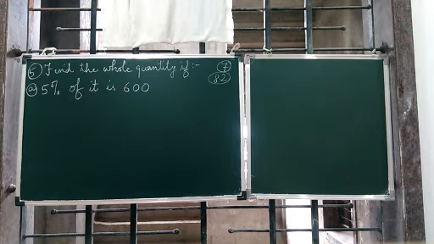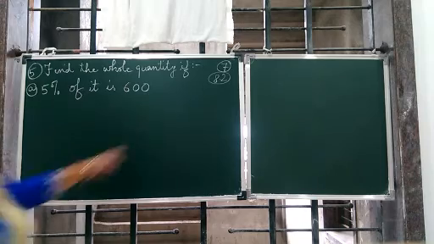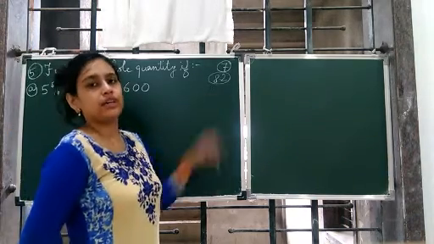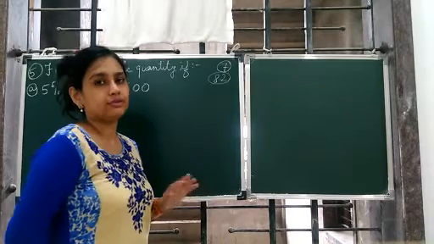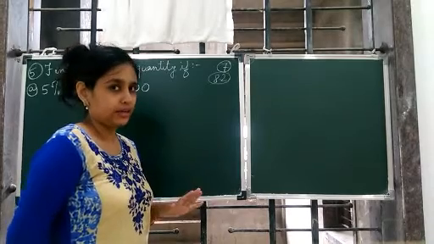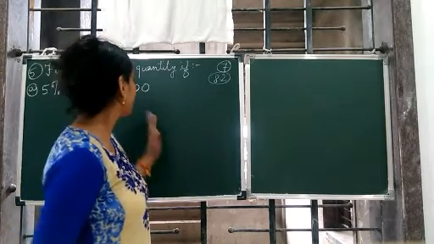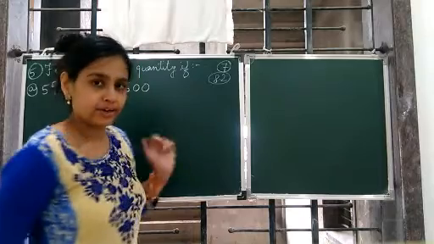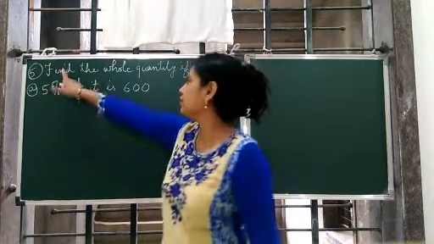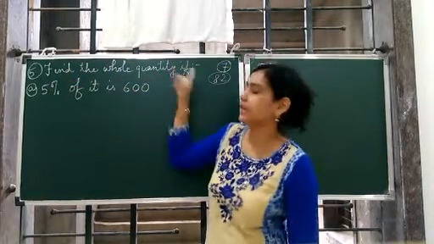We are starting with question number 5 of exercise 8.2. Okay, yesterday we completed 8.2, question number 4. Today we are starting 8.2, exercise question number 5. Read the question first and foremost. What is written? Find the whole quantity if.